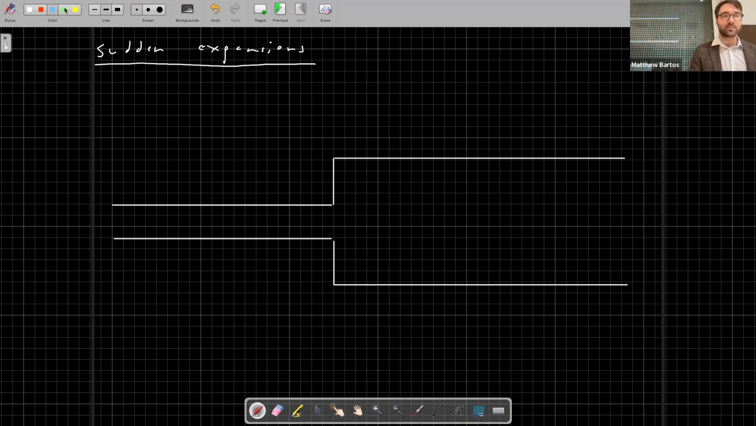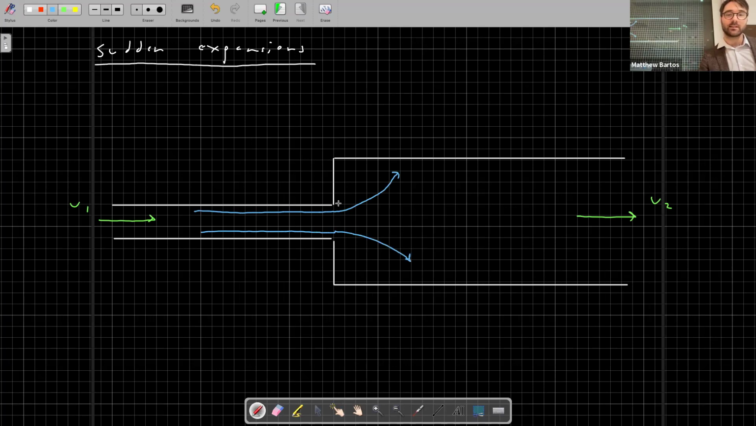So we'll have some velocity U1 on the upstream end, some velocity U2 on the downstream end. And as I mentioned, we're going to have streamlines that are transitioning from the smaller pipe into the larger pipe. As they enter this larger pipe, they diverge. And again, in these pockets here, you'll get some turbulent eddies that form. And those are the major source of these losses.